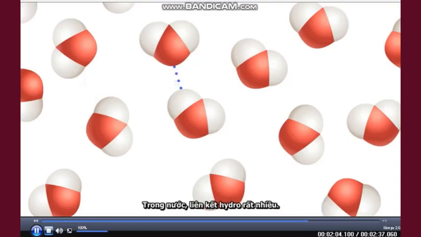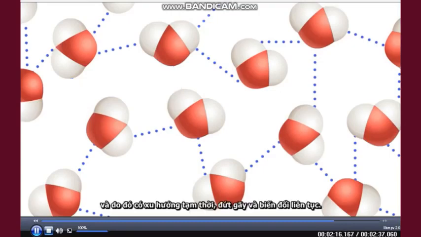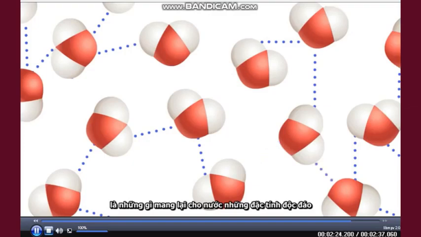In water, hydrogen bonds are abundant. Each water molecule can engage in as many as 4 hydrogen bonds. However, hydrogen bonds are weaker than covalent bonds and therefore tend to be temporary, breaking and reforming constantly. In water, the large number of hydrogen bonds and their temporary nature is what gives water its unique characteristics and makes it the basis for life on Earth.